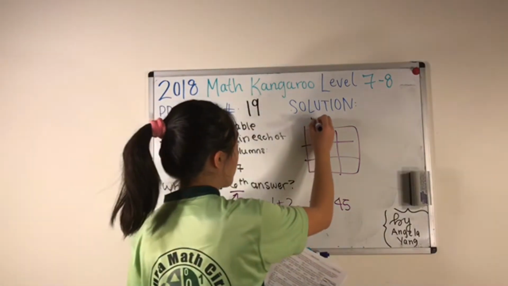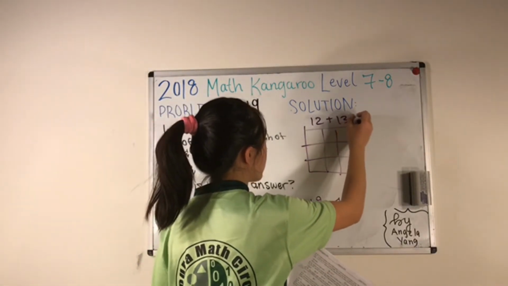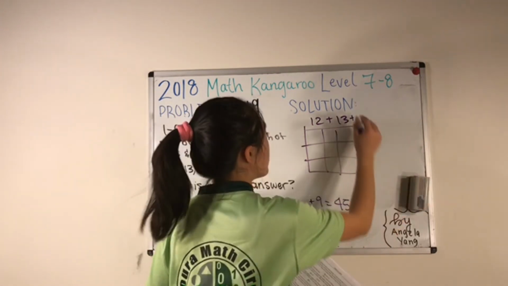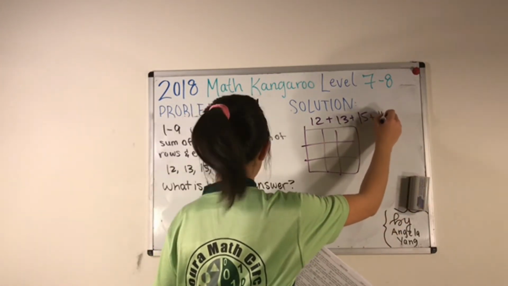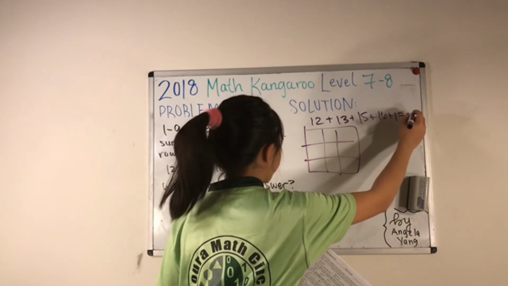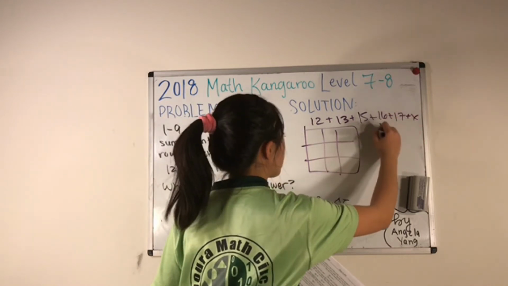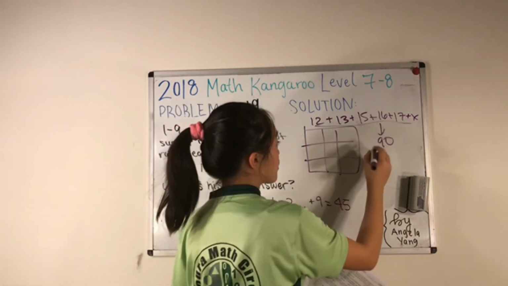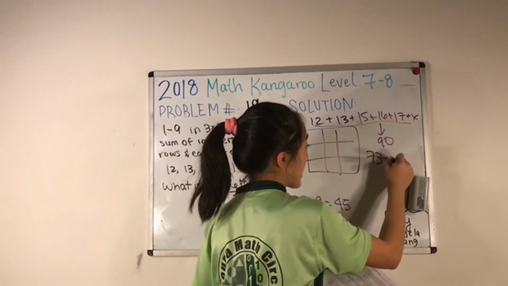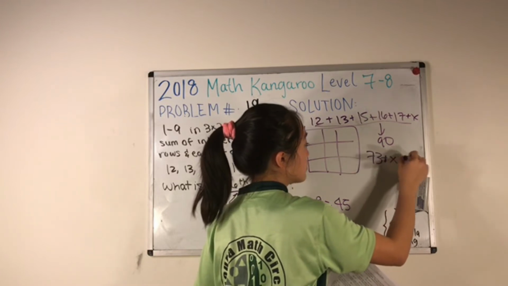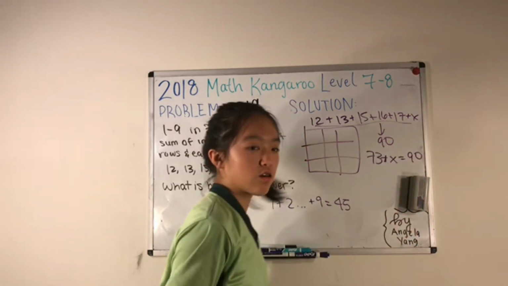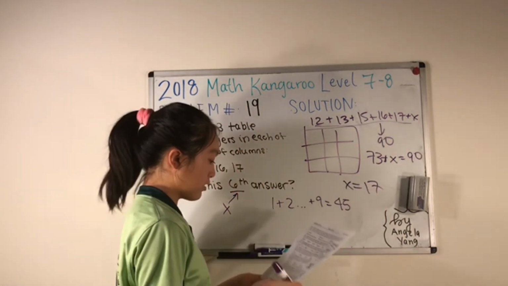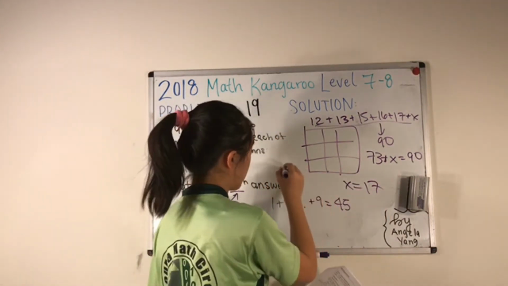So if we do that, we have 12 plus 13 plus 15 plus 16 plus 17 plus X all equals 90. And this total gives us 73. So 73 plus X equals 90, and that gives us an answer of X equals 17. So our answer would be letter A, 17.